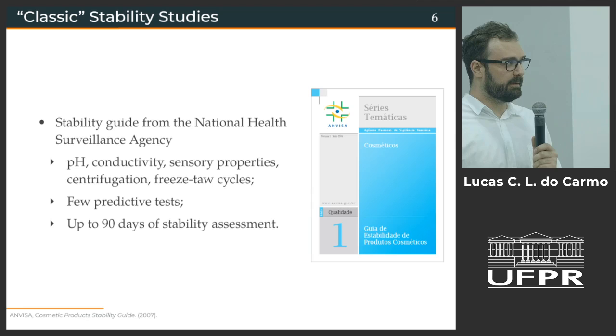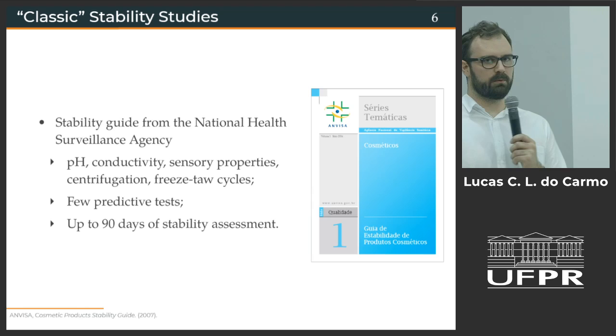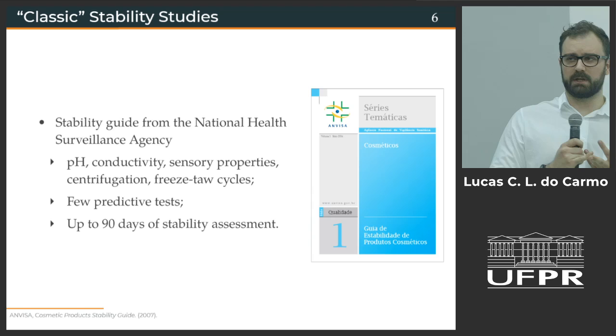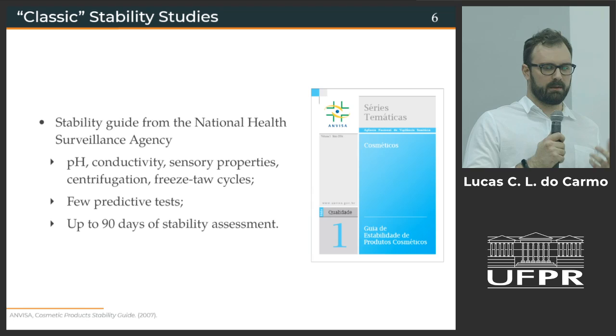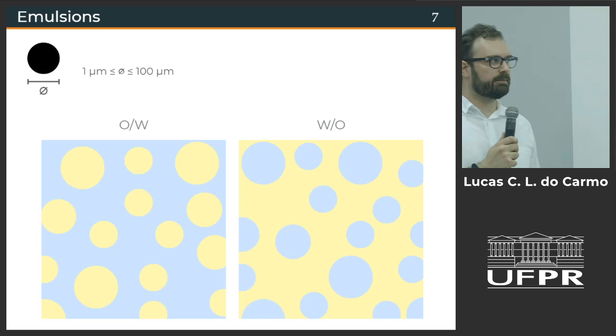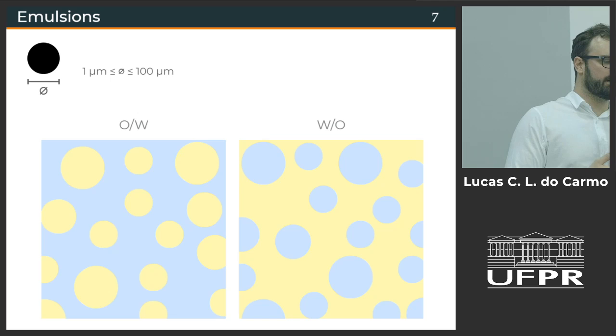It is not very economically viable. So our main goal here is to try to reduce that time to a period of a couple of weeks or maybe a couple of days. These methods are used to evaluate the stability of creams and lotions and gels and shampoos. And the one thing that creams and lotions have in common is that they are emulsions. And emulsions are a colloidal system of two immiscible liquid phases. They can either be oil in water, represented on the left, or water in oil, represented on the right. And the dispersed droplets usually have a size of 1 micrometer to 100 micrometers.